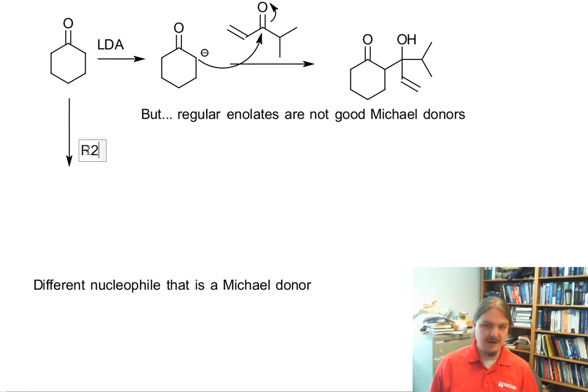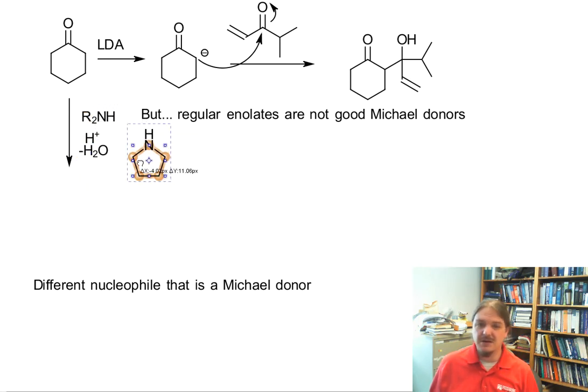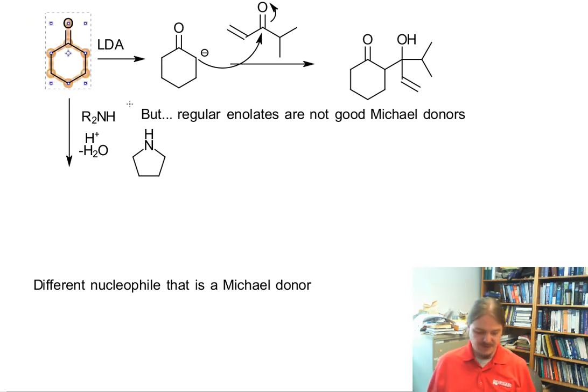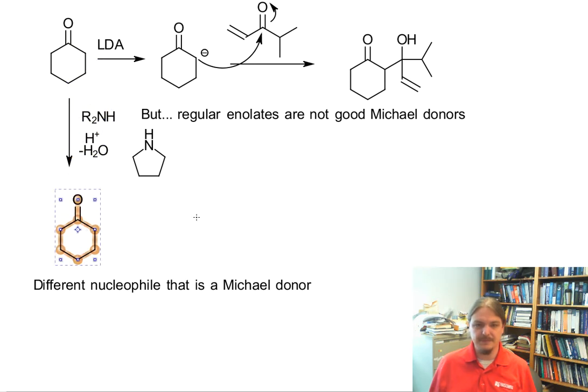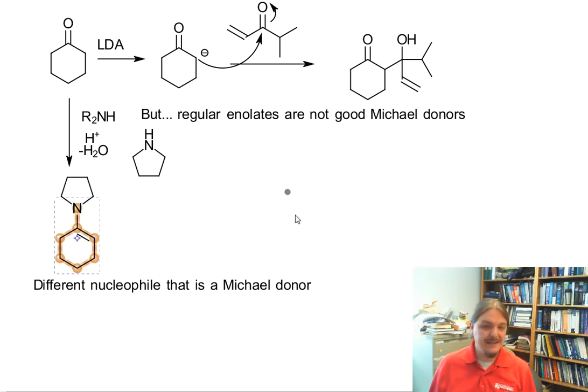And so we just need to react it with any dialkylamine in acid, removing water. And then I will tell you that for a number of reasons, cyclic dialkylamines like pyrrolidine here are good choices. They're often used. They're less volatile, which means they're less stinky. Amines are very smelly. And so secondary amines, when they react with ketones, generate these enamines.